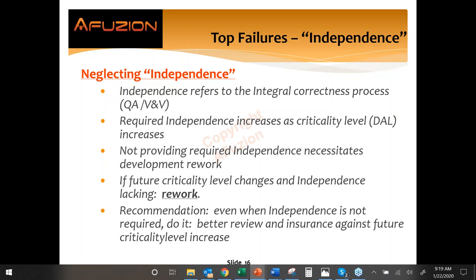So if you have a level C project, that means no one can die from a failure, and it becomes a level B because you automate something, Airbus, you minimize the redundancy, military. That means the criticality level through the FHA would likely go up, functional hazard assessment, followed by the preliminary aircraft safety assessment and the preliminary system safety assessment on the architecture. Likely, the criticality level goes up. If you don't have the required independence, then you have to start over. Okay, don't do that. So a recommendation to avoid that failure, even when independence isn't required, do it. It provides a better review against future criticality level increases.